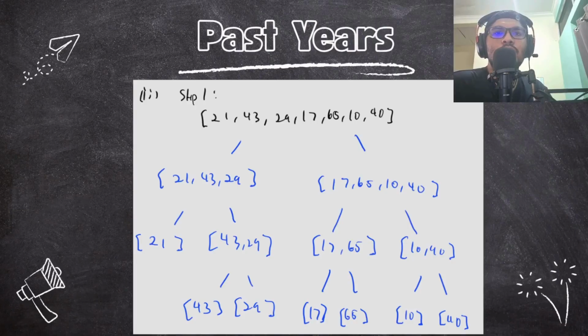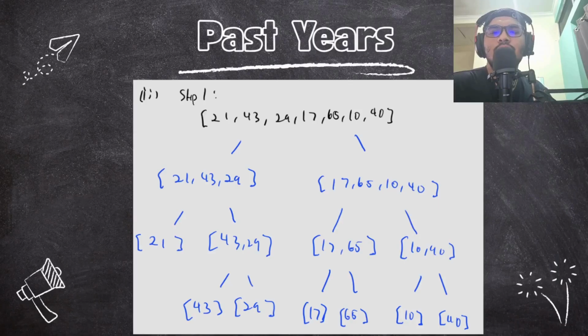We split this in half, which is because we have 7 numbers, so we split into 3 and 4. So we take the first 3 into the first half, which is 21, 43, and 29, and the second half on the right hand side, which is 17, 65, 10, and 40. So on the left hand side, we split the 3 numbers into 1 and 2. So 21, we take that as a first individual list, and 43 and 29. And then we split again 43 and 29 into 43 and 29.